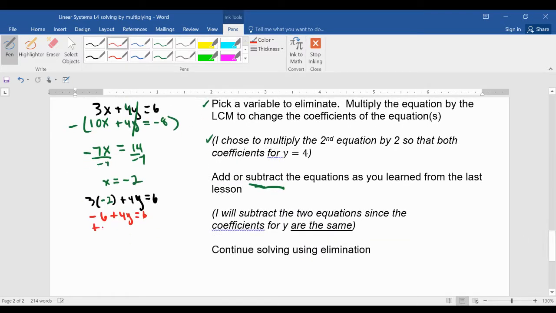We'll continue by adding 6 to both sides. 4y is equal to 12. And wrap up by dividing both sides by 4. So y is equal to 3. So my final solution, as an ordered pair, always as an ordered pair, should be my x coordinate of negative 2 and my y coordinate of 3.